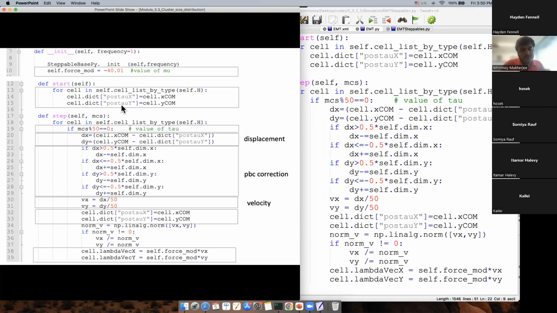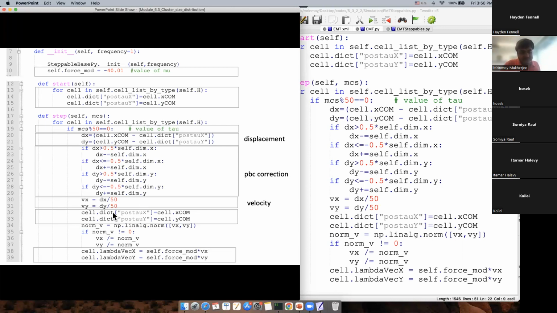That's why we initially store the center of mass XY coordinates in dictionaries called position tau X and position tau Y. Now we calculate the displacement from the current position to the previous position and do the PBC correction. Now you can calculate the velocity. It is just the displacement divided by time, dx divided by 50. Then you have to store the center of mass position in position tau X after these calculations. This is the absolute value of velocity, right?